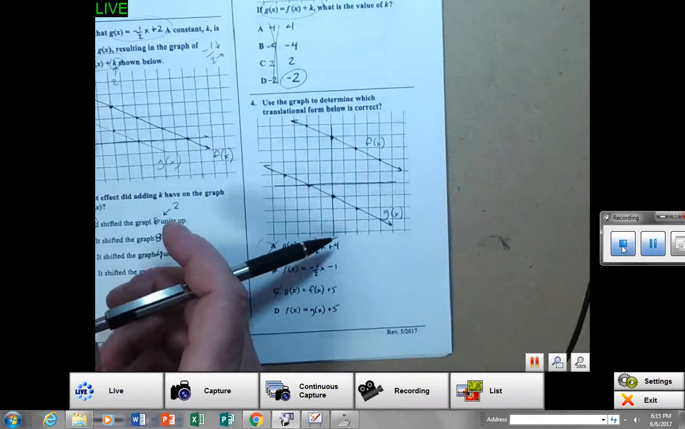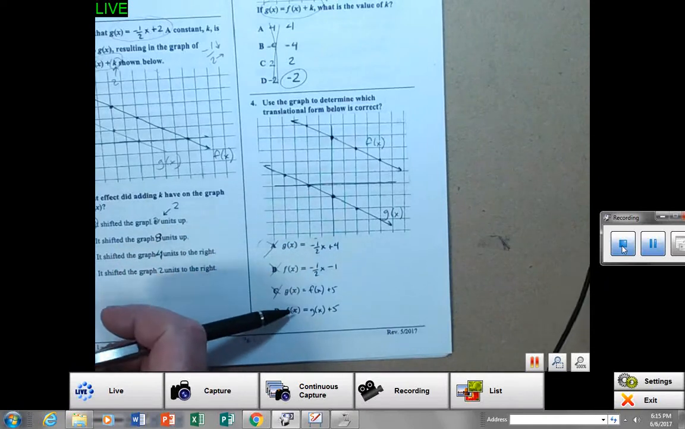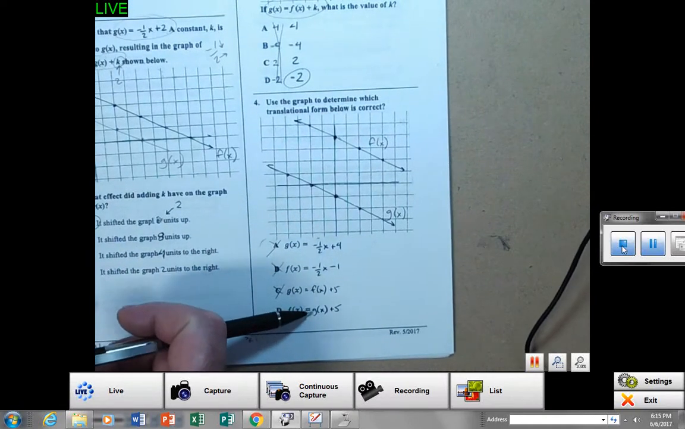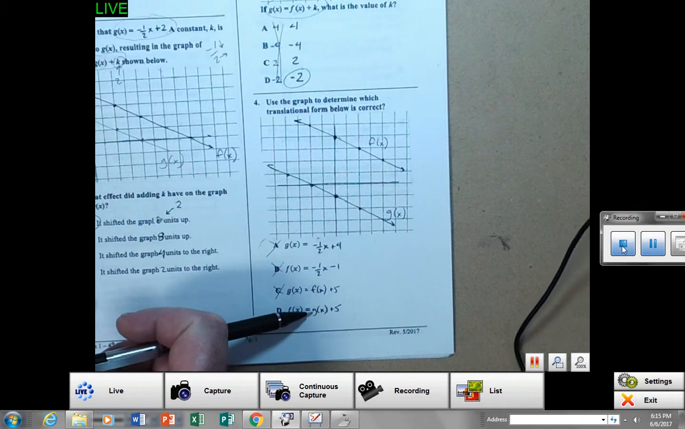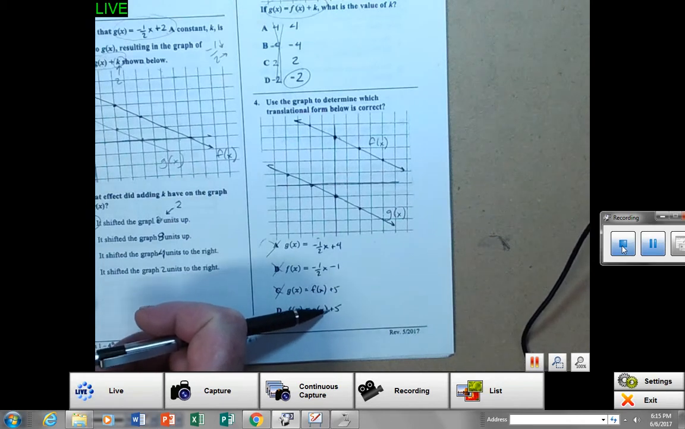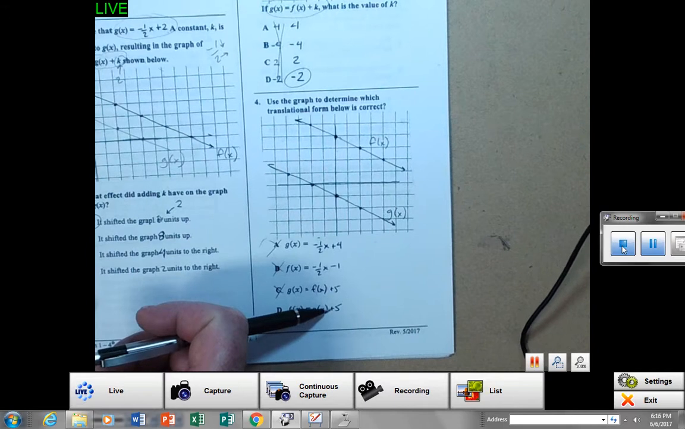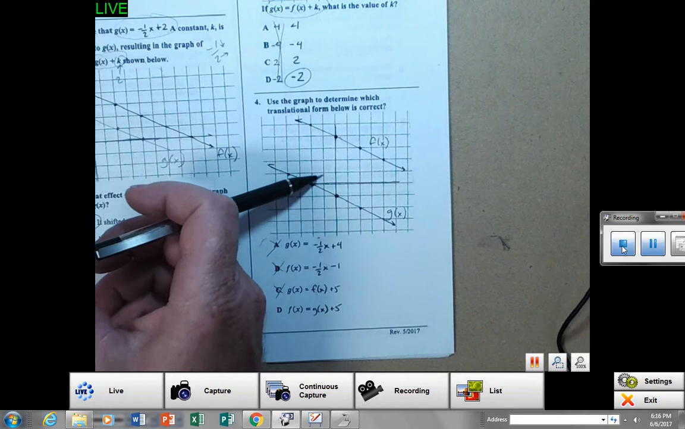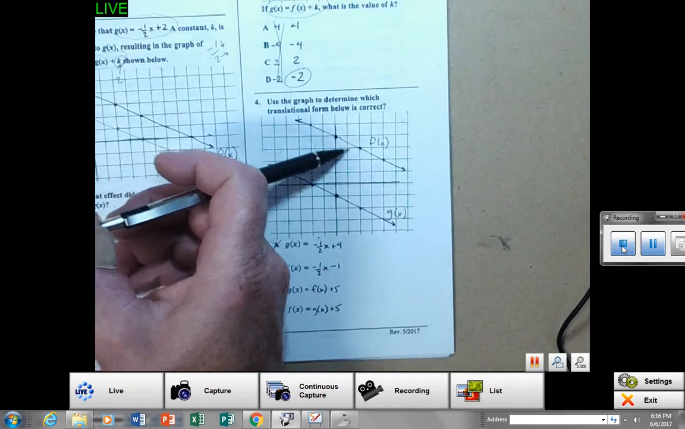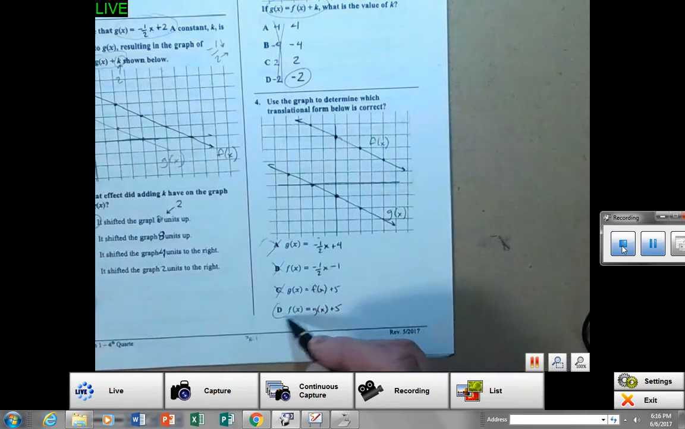Next one. F of x equals g of x plus 5. Again, this is the original function. This tells me what I'm going to do, or it tells me where I'm going to plug it in, and 5 tells me what I'm going to do to it. So I take that line, g of x, I'm going to move it up 5 boxes up the y-axis to get my new line f of x. So that one is a true statement.